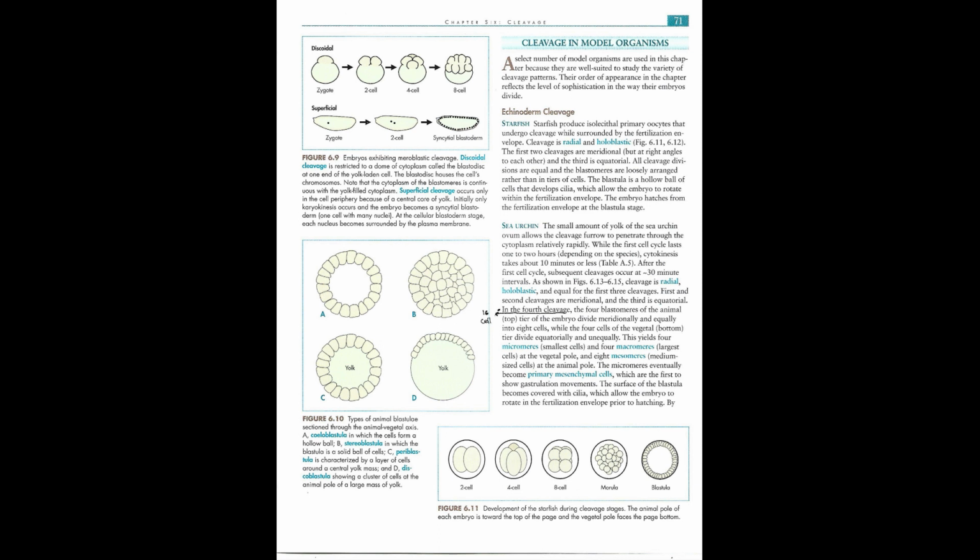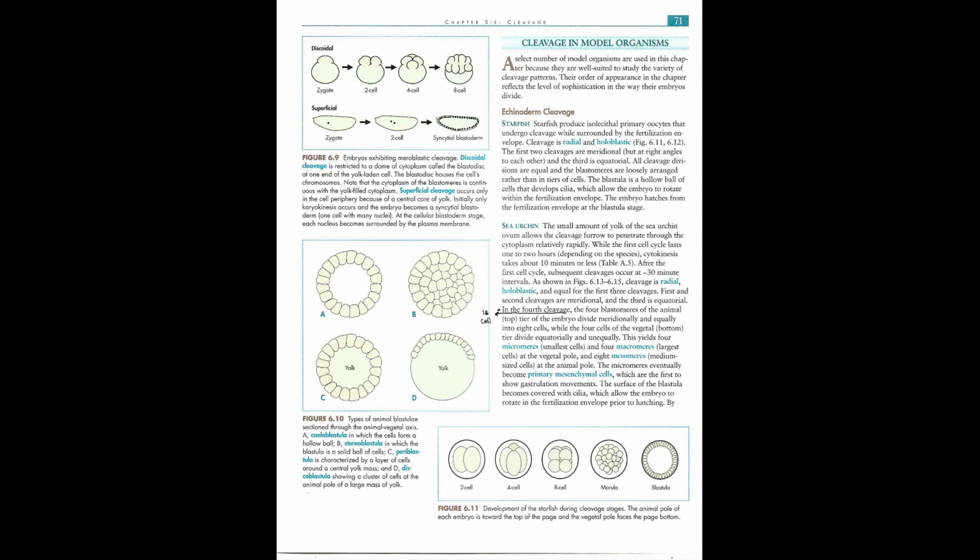Starfish produce isolecithal primary oocytes that undergo cleavage while surrounded by the fertilization envelope. Cleavage is radial and holoblastic, Fig. 6.11, 6.12. The first two cleavages are meridional, but at right angles to each other, and the third is equatorial. All cleavage divisions are equal and the blastomeres are loosely arranged rather than in tiers of cells. The blastula is a hollow ball of cells that develop cilia, which allow the embryo to rotate within the fertilization envelope. The embryo hatches from the fertilization envelope at the blastula stage.